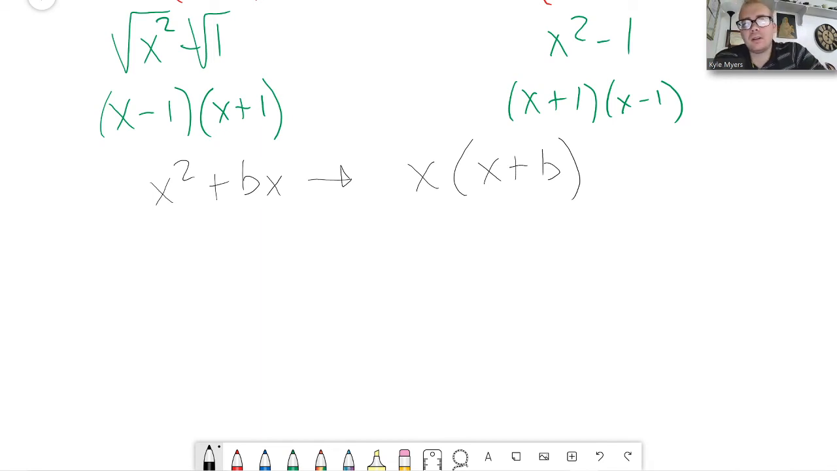And then now we move on to the positives, starting with 1. X squared plus 1.